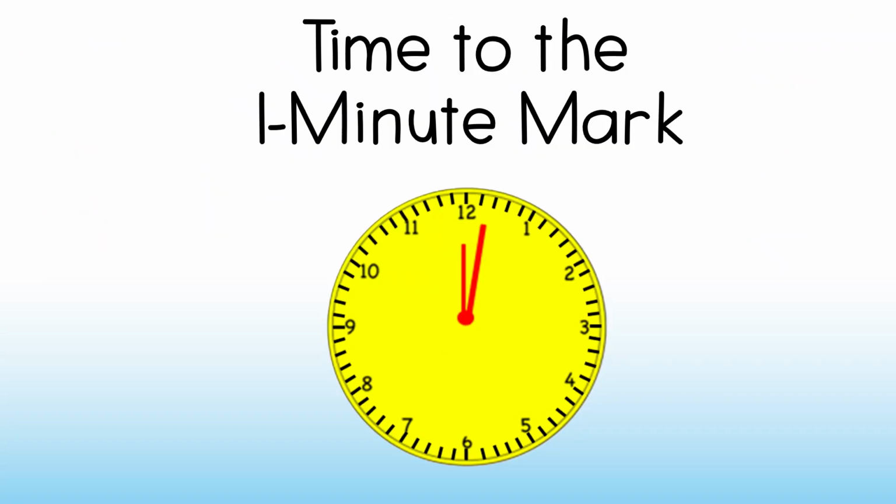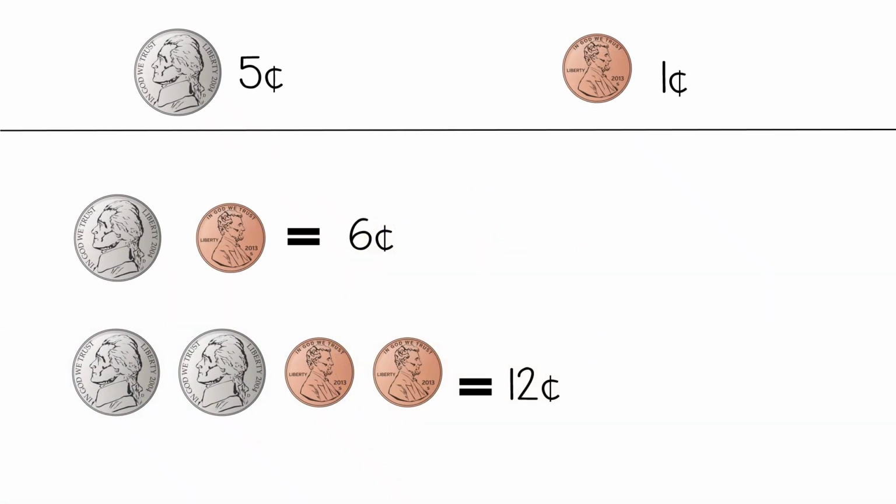Next comes teaching time to the 1-minute mark. I found a great way to do this involves using nickels and pennies. Once your students know that a nickel is worth 5 cents and a penny is worth 1 cent and can count by fives all the way around the clock, tell them to think of the big numbers as nickels and the little marks in between them as pennies, like this.